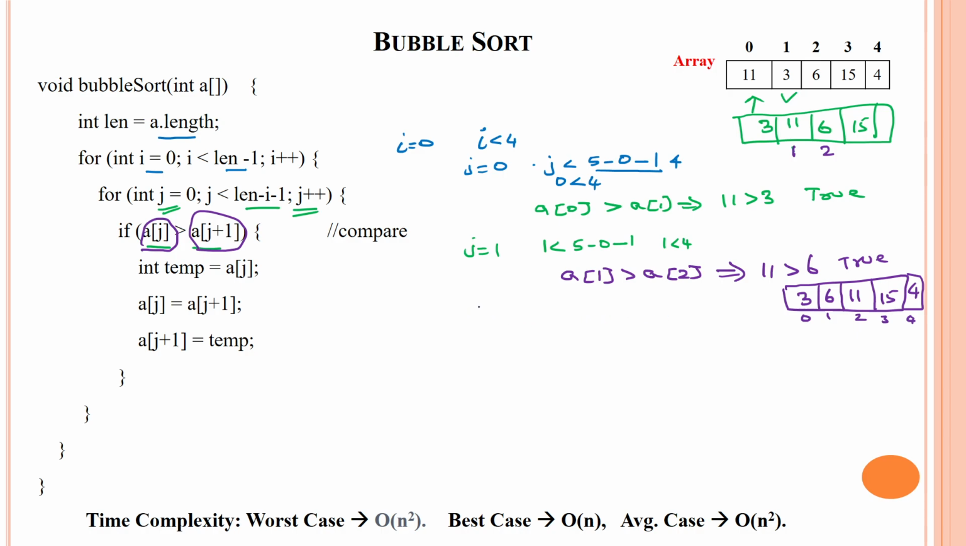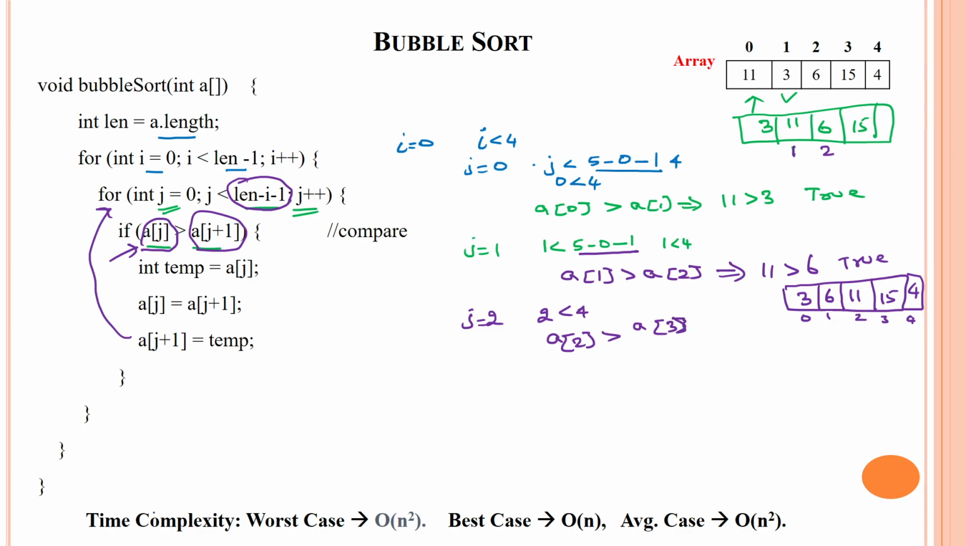So now again, after swapping, j is incremented by 1. So j equal to 2. Now we are checking 2 less than 4, right? So length 5 minus 0 minus 1. So 2 less than 4. Yes, it is true. So when it is true, now we are checking a of j. a of j is now 2. a of 2 greater than a of j plus 1, which is 3.